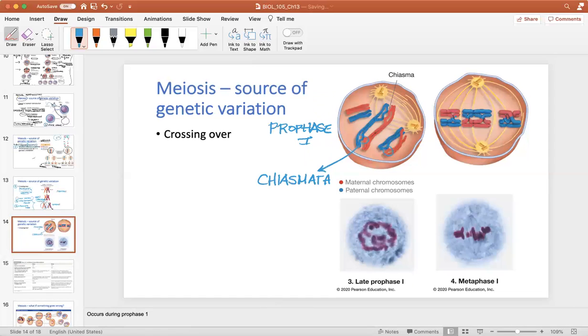So if we look over here, can you see where you have like an X? Chi, this right here, chi is the Greek letter X. And so this word chiasmata comes from the fact that where these chromatids cross over, it looks like a letter X. So each of these little letter X's are chiasmata, okay?